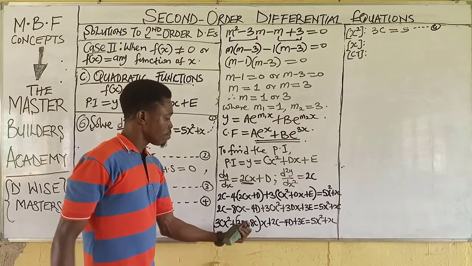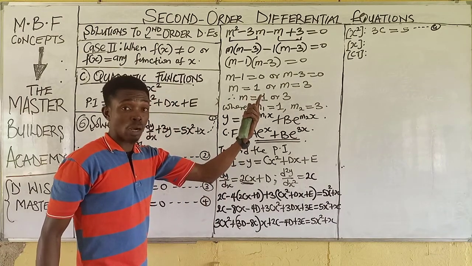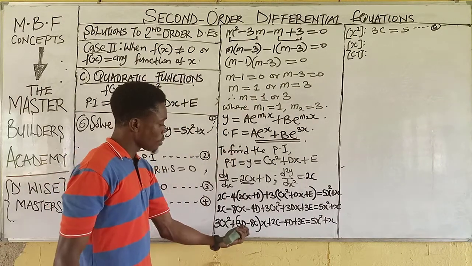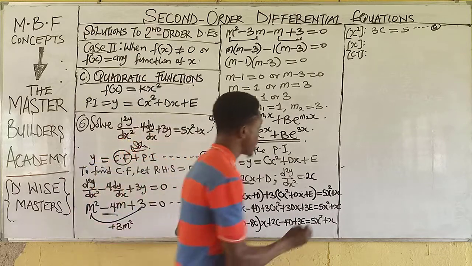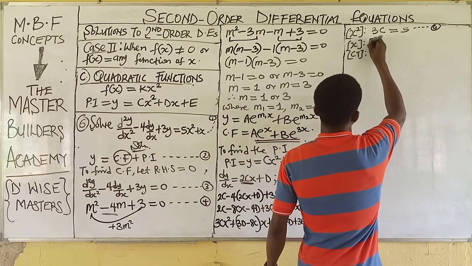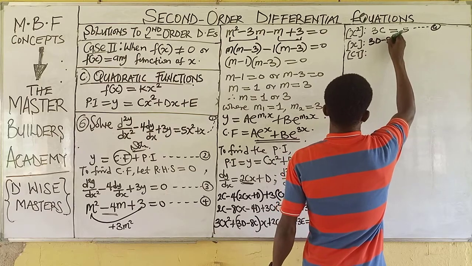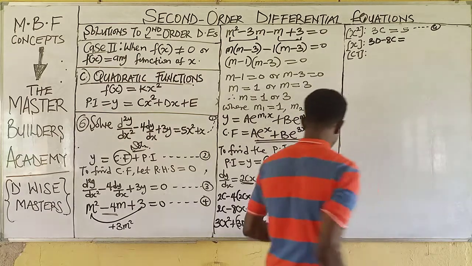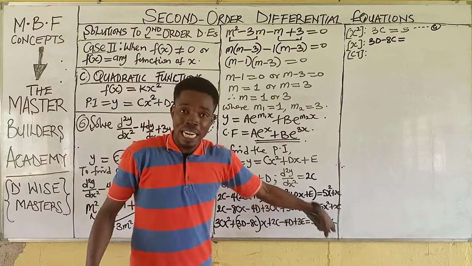Then the next is what? We are going to pick the coefficient of x. So we come to the left hand side. The coefficient of x is 3d minus 8c. 3d minus 8c is equal to, at the right hand side, we have 1x.